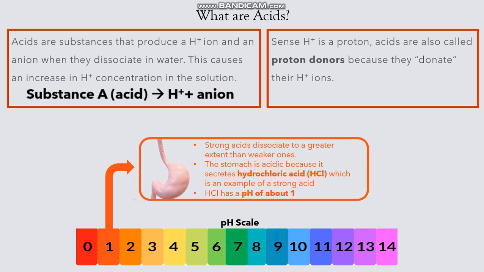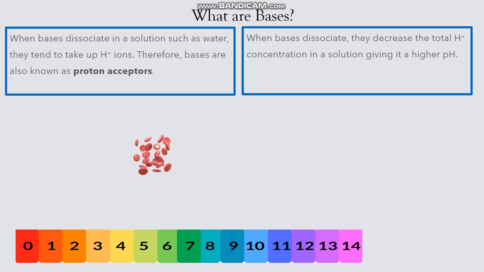Strong acids will dissociate to a greater extent than weaker ones. The stomach acid is an example of a strong acid. The hydrochloric acid, it'll have a pH of about 1, which is really low.